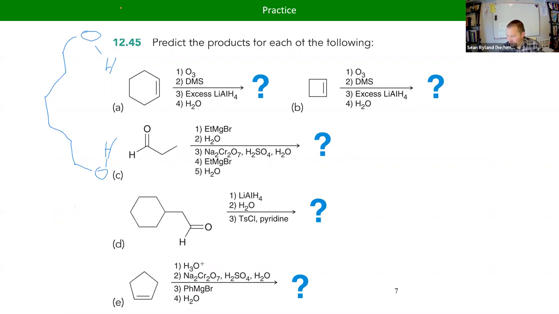And we're going to get very, very similar steps for B. It's just only with four carbons. That's just fine. And so we wind up with 1,2,3,4, OH, OH. So that would be butane 1,4 diol or 1,4 butane diol.